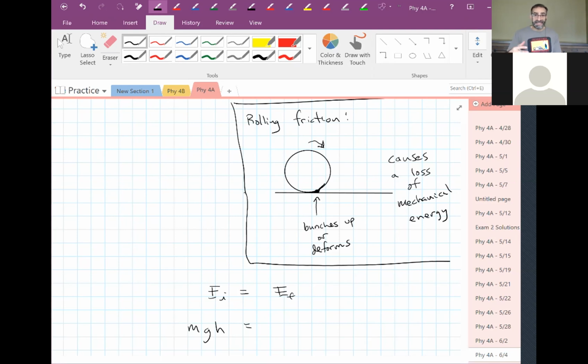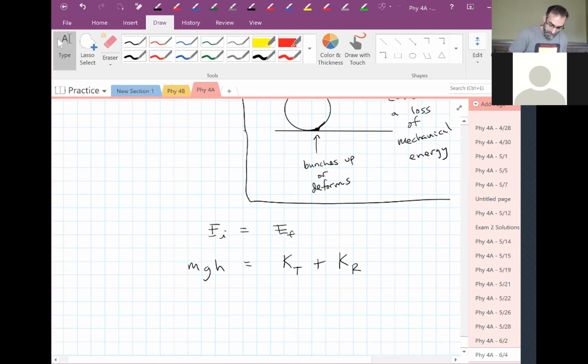Rolling is kind of a hard thing to deal with, but we can magically in our minds split this into two identical objects: one that's translating without rotating and one that's rotating without moving. So we're going to say that this is the same as having translational and rotational kinetic energies. The translational is just 1/2 m v center of mass squared. That's how fast the center of mass is moving as this object rolls along the ground. And the rotational is 1/2 I omega squared.